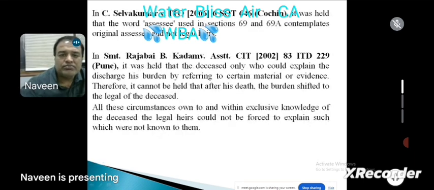In Selvakumar v. ITO, this is Cochin's case, it was held that the assessee used in Section 69A contemplates only the original assessee, not the legal heirs. Again, in another case law, the Pune Tribunal decided that the deceased only would explain, discharging the burden by referring to certain material or evidence. Therefore, it cannot be held that after his death, the burden shifted to the legal heir of the deceased. All the circumstances are within the exclusive knowledge of the deceased, and the legal heirs could not be forced to explain such things which are not known to them.